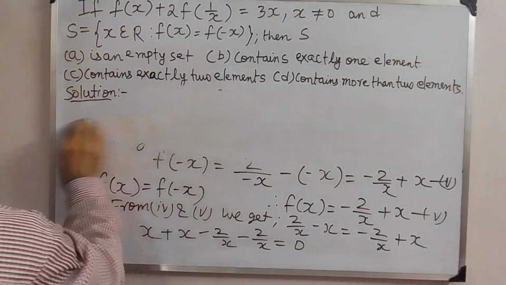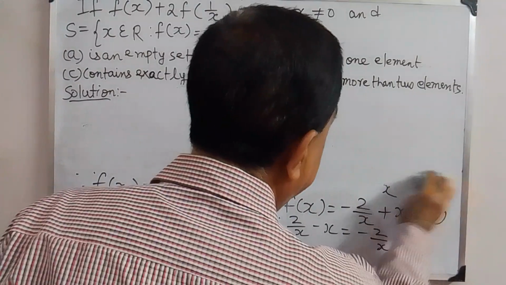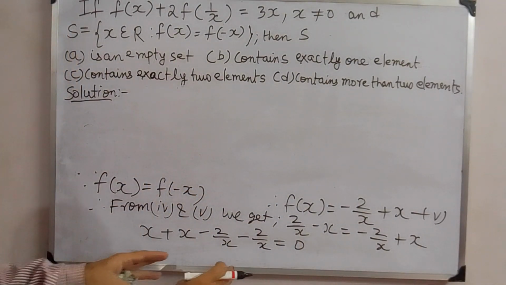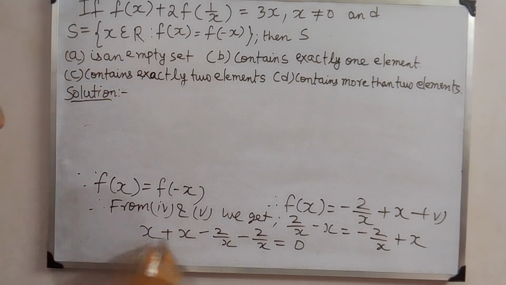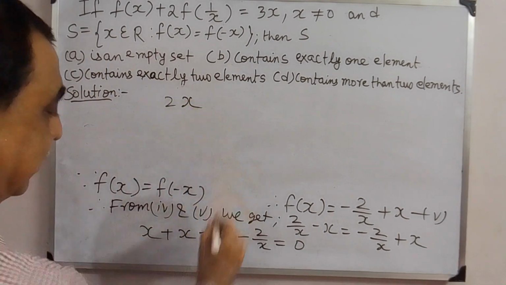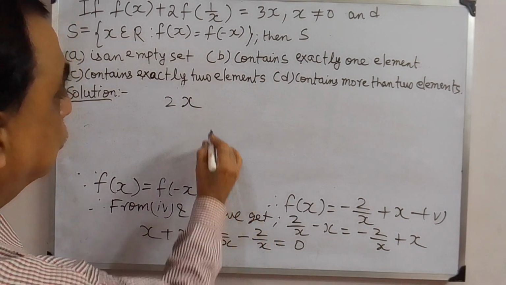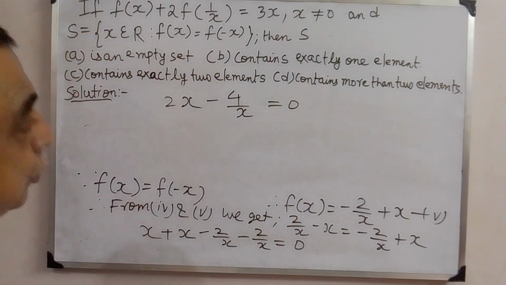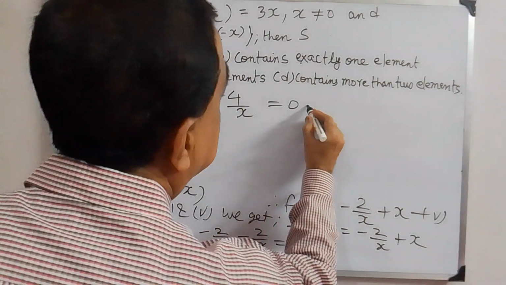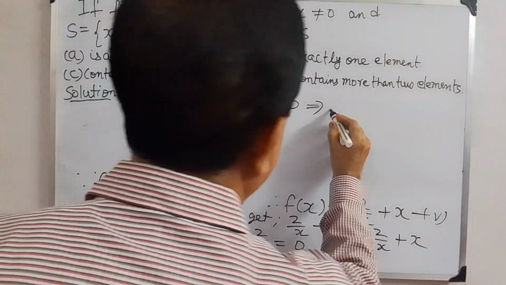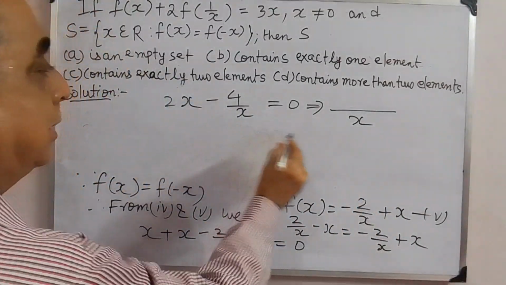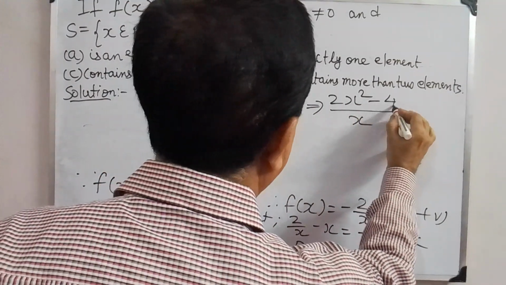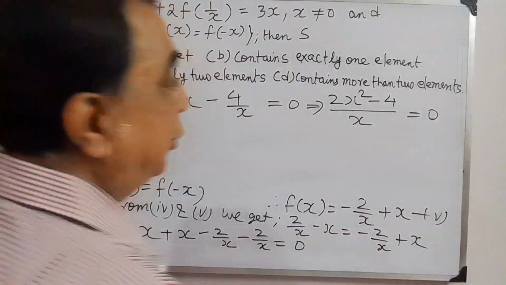Now simplify this and solve the equation, because this is an equation in terms of x only, and by solving it we will get the values of x. So x plus x is 2x, and minus 2 by x minus 2 by x is minus 4 by x, equal to 0. The LCM is x, so this becomes 2x squared minus 4 over x is equal to 0.